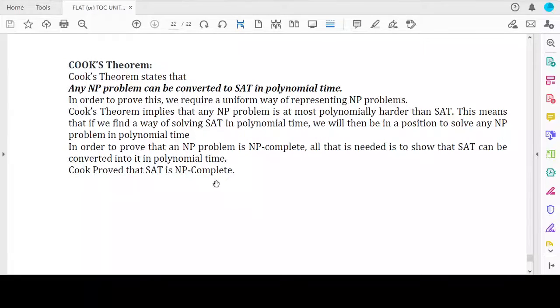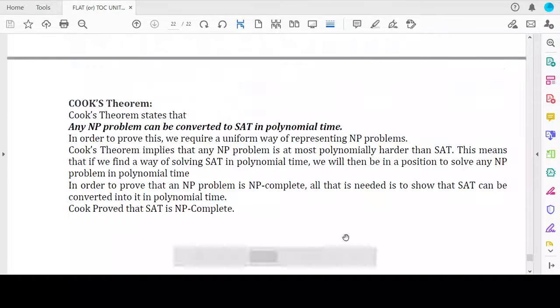In order to prove that an NP problem is NP complete, all that is needed is to show that SAT can be converted into it in polynomial time. Okay. So SAT is a well-known NP complete problem because there exists a non-deterministic polynomial time algorithm for this satisfiability. Okay, and moreover, Cook also proved that this satisfiability problem is NP complete. So you may get a short answer question on Cook's theorem. Just try to understand these points. You must write these points in the examination.